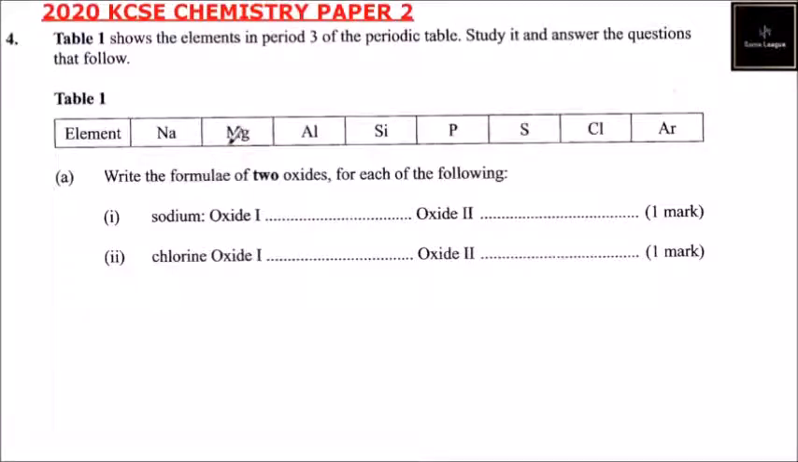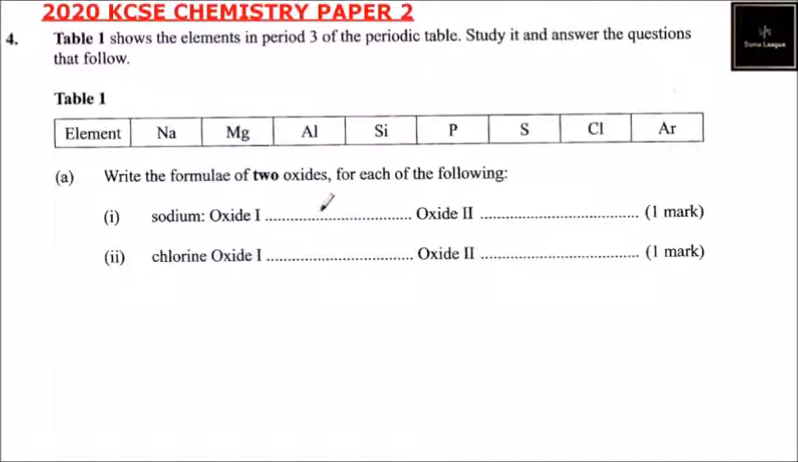Question number 4. Table 1 shows the elements in period 3 of the periodic table. Study it and answer the questions that follow. So we have the elements sodium, magnesium, aluminium, silicon, phosphorus, sulfur, chlorine, and argon. Part A, write the formula of 2 oxides for each of the following.